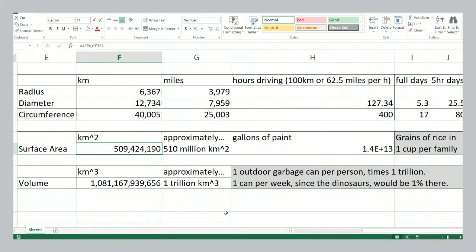How's it going, everyone? This video is about how to visualize the size of the Earth. Someone might tell you that the radius of the Earth is just over 6,000 kilometers, or almost 4,000 miles, right? You might hear the diameter is almost 13,000 kilometers, or almost 8,000 miles. But how do you visualize that? How do you imagine how big that really is?